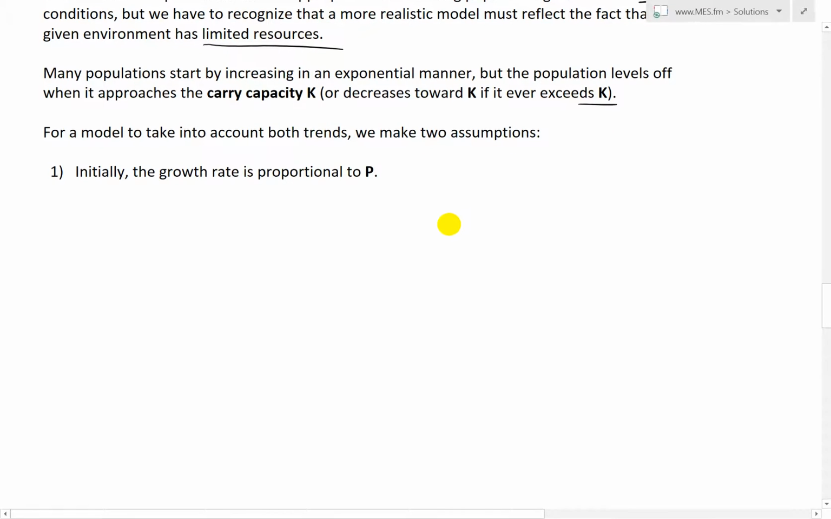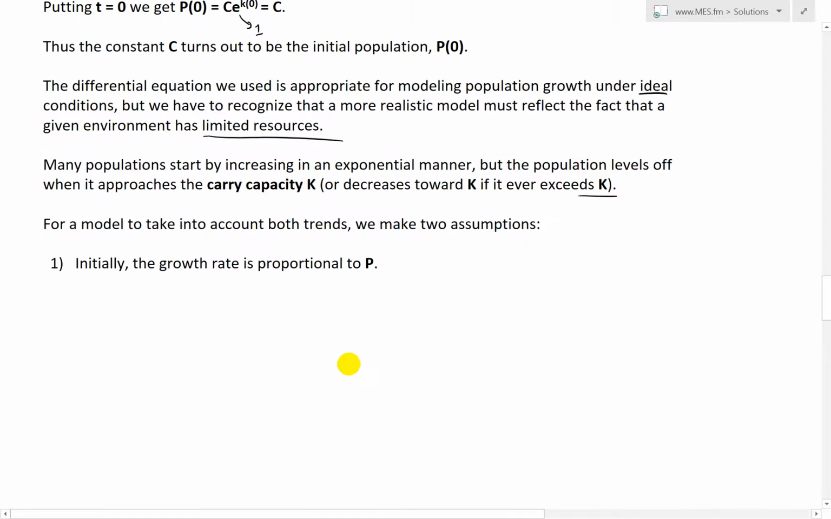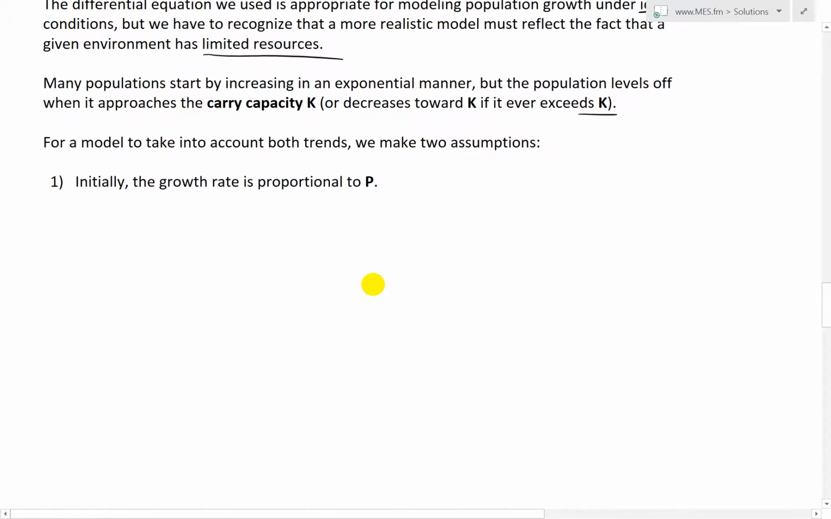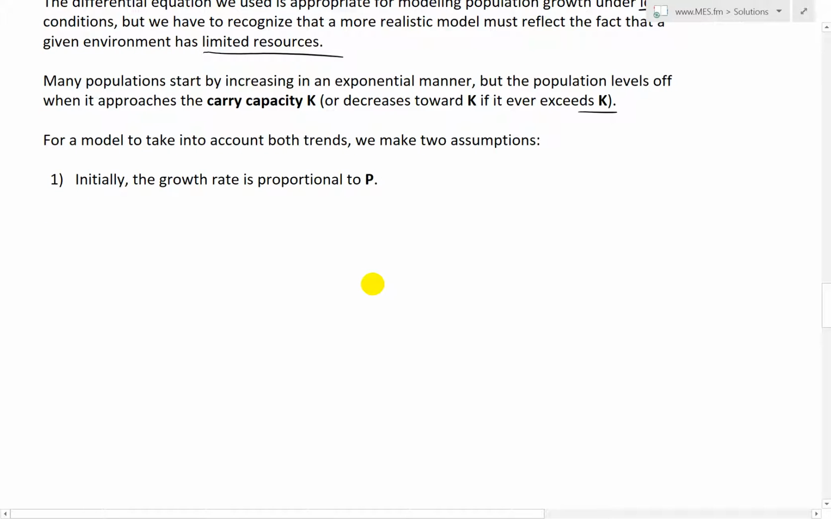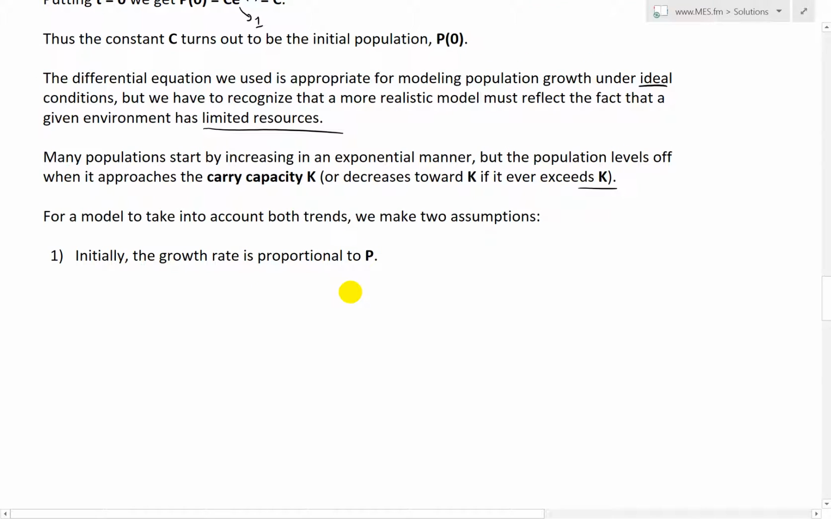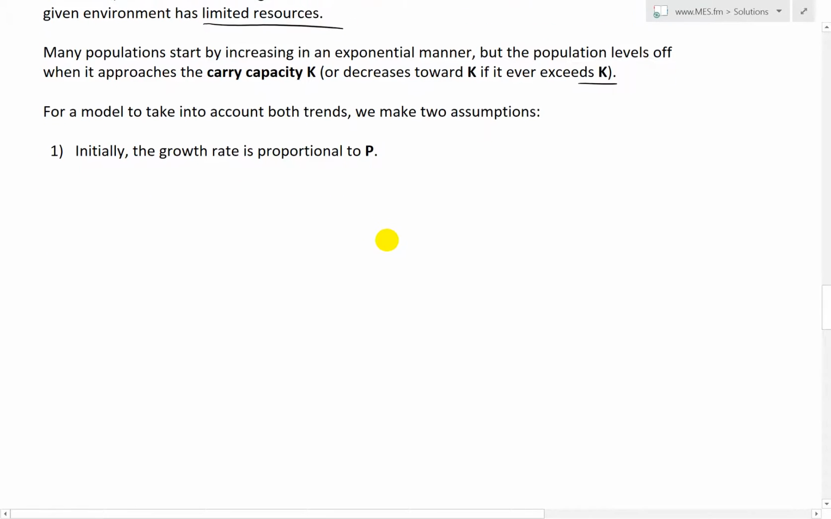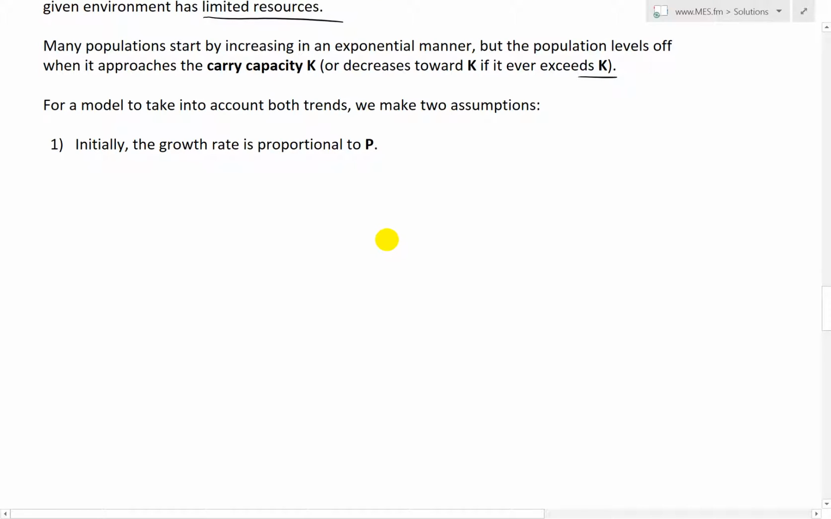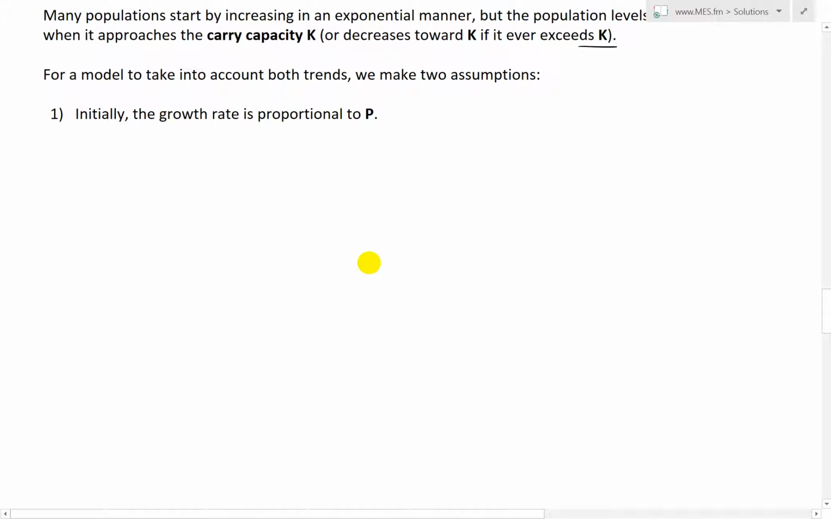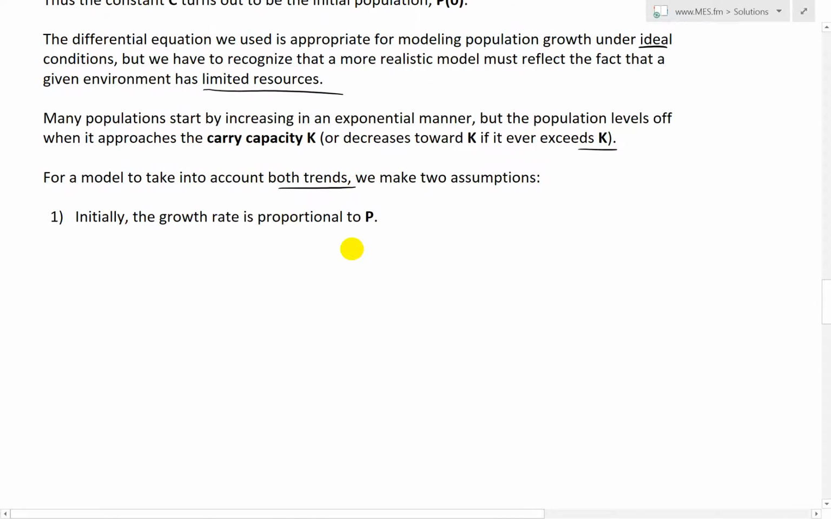So this is an interesting model, an interesting observation about populations. Basically, you have limited resources, so an environment can only sustain a limited number of people or animals, or whatever population you're looking at, bacteria, for example. So for a model to take into account both trends, that it does increase exponentially initially, but then tapers off up to this carrying capacity, we make two assumptions.